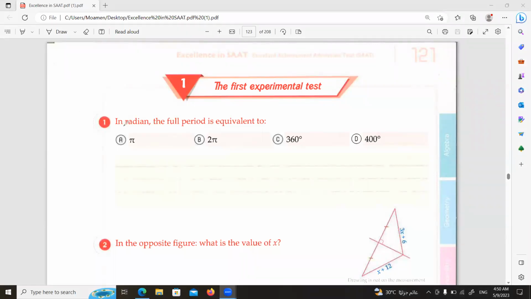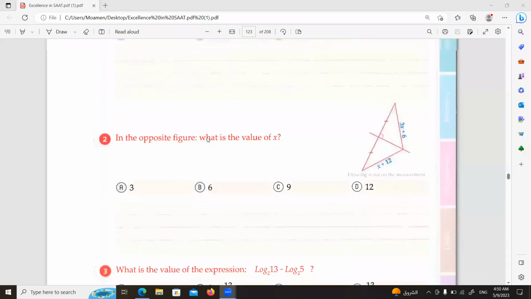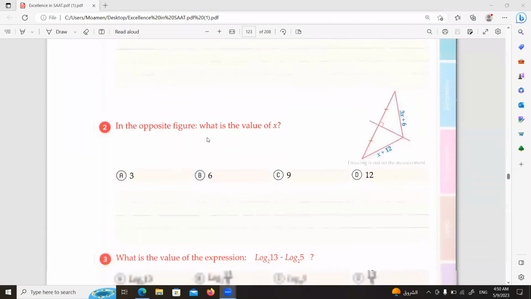Number 1, he said in radian the full period is equivalent to the full radian, the full period. It means a complete rotation, and a complete rotation means 360. But this is in degrees. 360 refers to 2 pi. So a complete rotation refers to 2 pi, and this is the answer of the first problem, letter B, which is 2 pi.